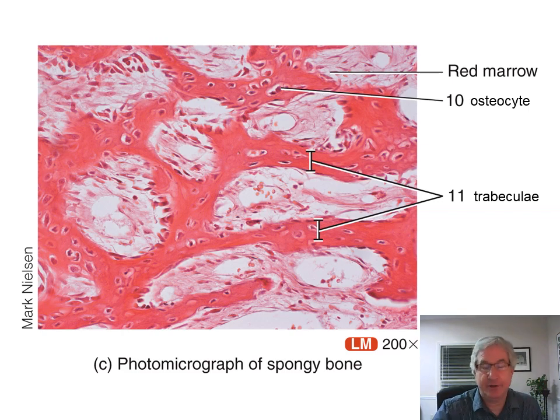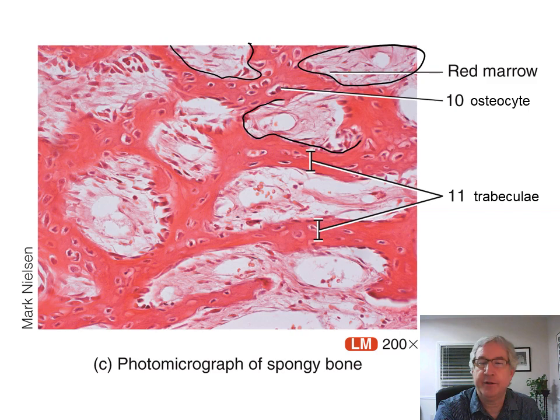Okay, here's what it actually looks like in a photomicrograph. Here's red marrow, this part here. And here's red marrow here, and here's red marrow here. I'm just circling all this so you know where the margins of this are.